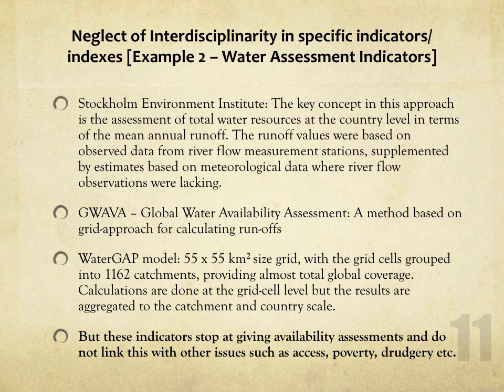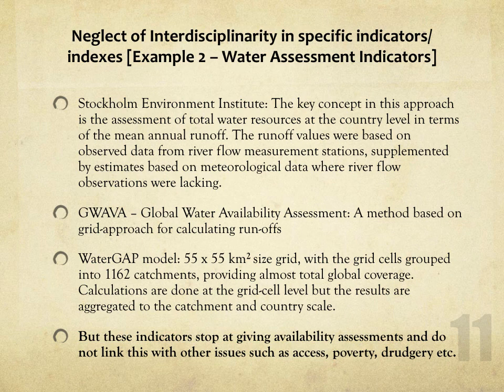Another very interesting method developed to assess the total water resources is at a global scale. The entire world has been distributed into 55 by 55 square kilometer grids, with the grid cells grouped into a total of 1162 catchments, providing almost total global coverage. So the calculations are done at the grid cell level, but the results are then aggregated to the catchment and the country scale. And again, the method is the same. The method is about calculating the runoffs.